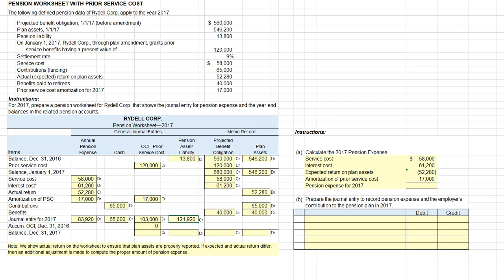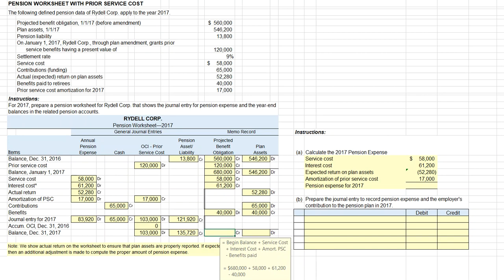and we're going to want to make sure that ties in with our ending benefit obligation and our ending plan assets. So, footing our columns, we've got $103,000 for our unamortized prior period service cost. We've got a pension liability now of $135,720. And again, that is our beginning liability balance plus our additional $121,920. And it's this $135 that should tie into our ending projected benefit obligation as well as our plan assets.